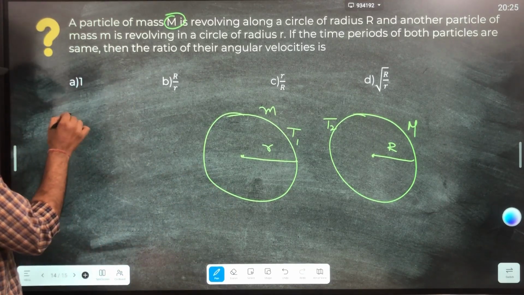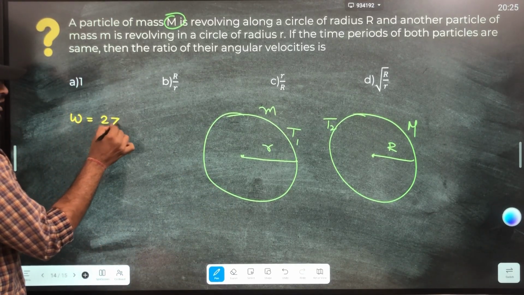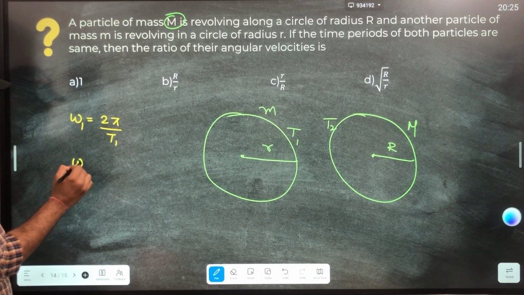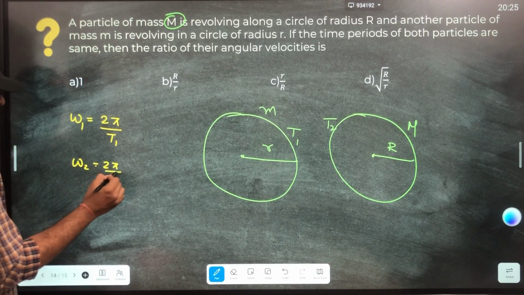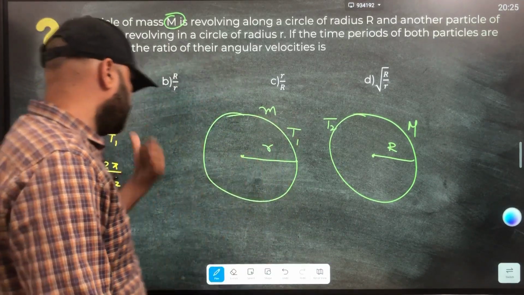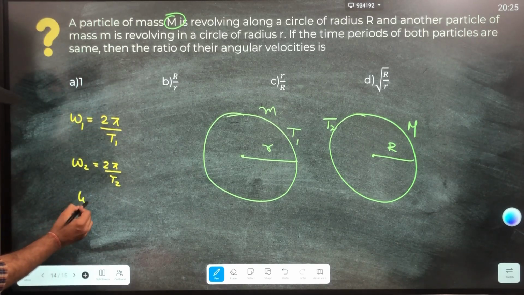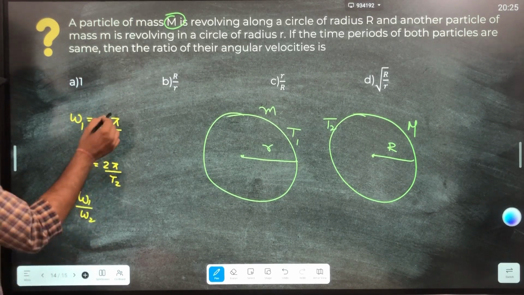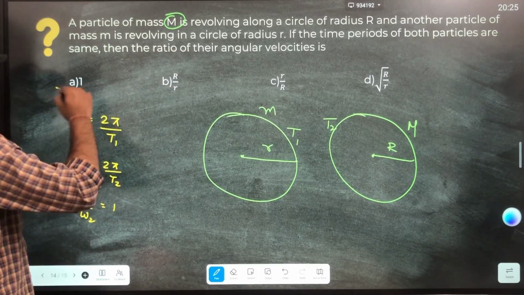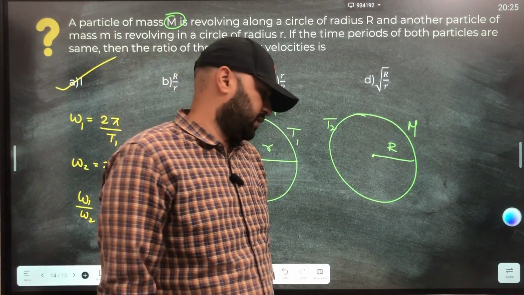We have just now done one problem that angular velocity simply depends on time period. So omega 1 will be 2 pi by t1 and omega 2 will be 2 pi by t2. It doesn't depend on r or m, correct? So when you divide both, you will straight away get omega 1 upon omega 2: 2 pi cancels with 2 pi, and t1 and t2 are equal. So this will give you 1. Option A is correct. Clear it is? I hope this is clear.